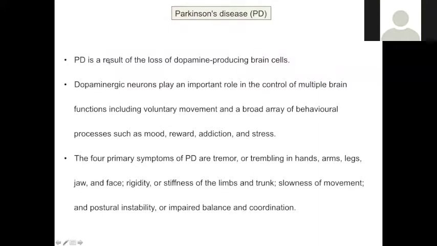So Parkinson's disease then, it's a result of what is called a loss of dopamine-producing brain cells or neurons. These dopaminergic neurons play an important role in a number of different brain functions, including the control of voluntary movement, as well as a range of different behavioral processes such as mood, reward, addiction, and stress. There are 4 symptoms of Parkinson's disease. These are tremors, trembling in the arms and legs, rigidity and stiffness in the limbs and trunk, and a slowness of movement. There is also an impaired balance and coordination.